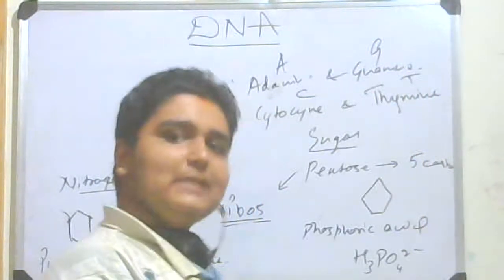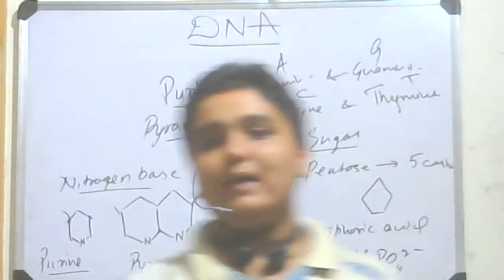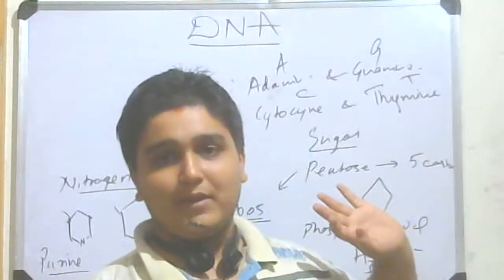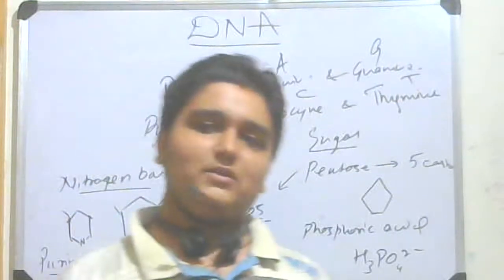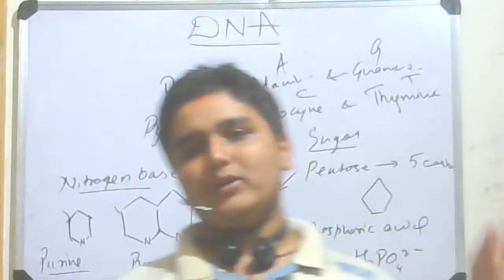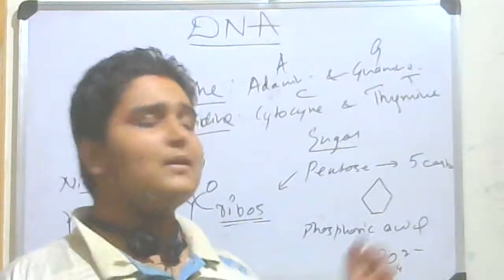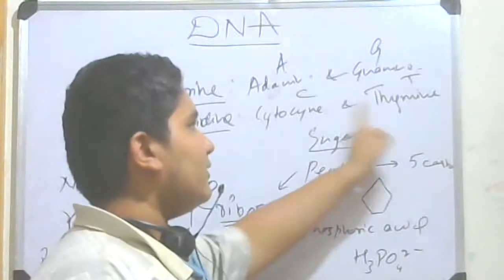Again, note it. It is called uracil. Thymine is a modified form of uracil with one deficient oxygen. Uracil, remove one oxygen, you get thymine. So I can clearly say that DNA has got adenine, guanine, cytosine, and thymine.